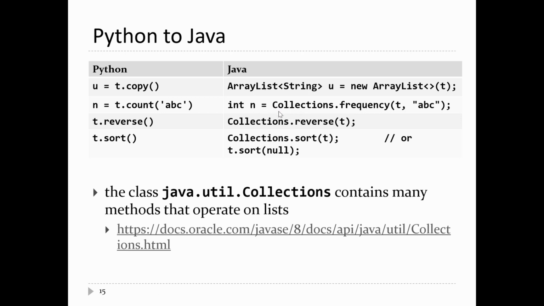Another one of the big differences between Java and Python is that a lot of the methods that you would think would be part of the list class are not part of the list class. For example, if you want to count the number of times something appears in a list, you have to use a second class to help you do that. If you want to reverse a list, you have to use a second class to help you do that. Sorting a list, you have a choice here.